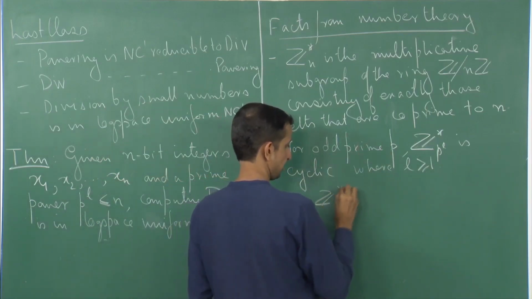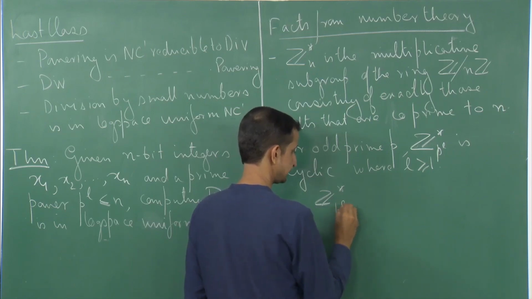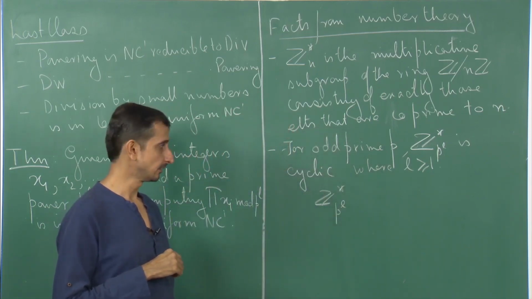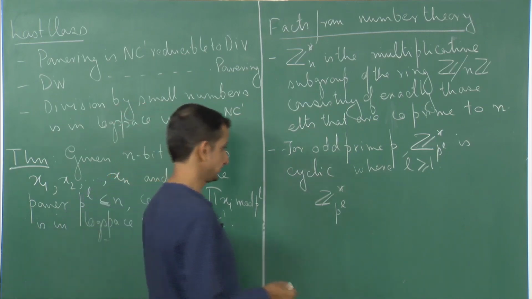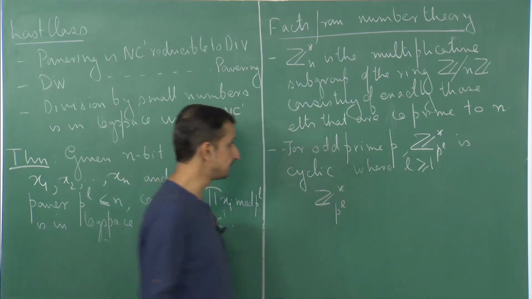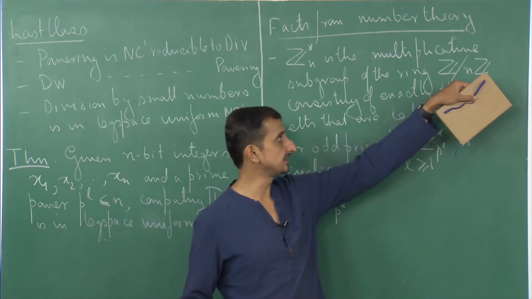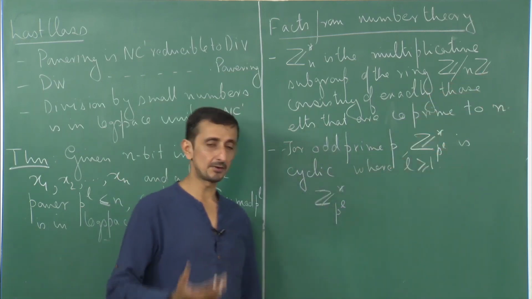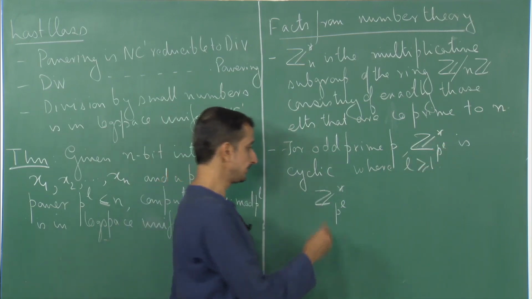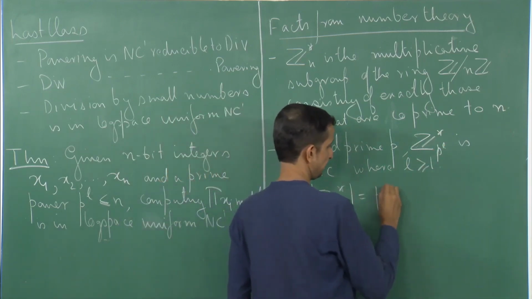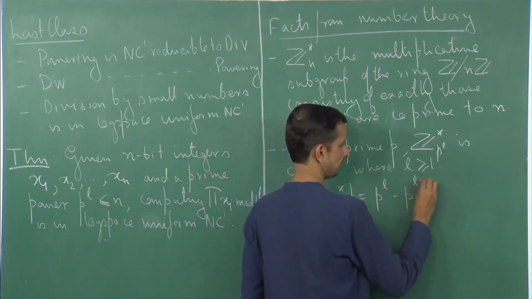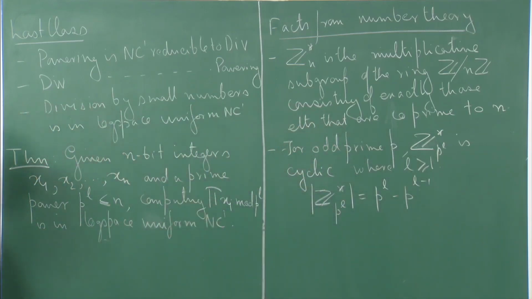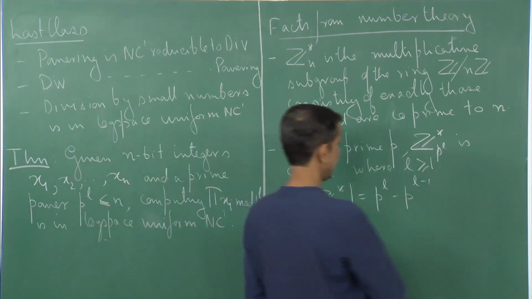Can anyone say what is the size of this? What is the order of this group? Yeah, so that also can be proven. The total number of elements in this ring is p to the power l, but the number of elements that are co-prime are only p to the power l minus p to the power l minus 1. Again, this is something that you can verify. I will just leave all of these things as an exercise.